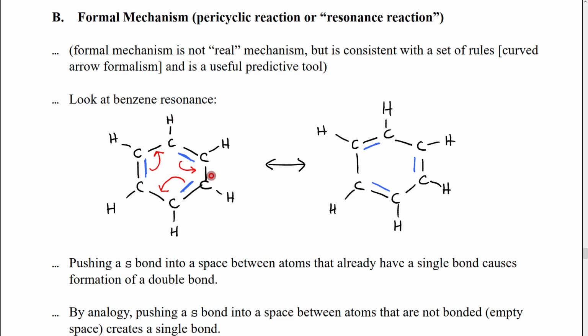And the net effect of this is that we sort of shuffle these blue bonds around the ring so that now they're again double bond, single bond, double bond, single bond. But wherever there was a single bond, when we moved a pair of electrons on top, it became a double bond. And wherever there had been a double bond, when we took a pair of electrons away, it became a single bond.